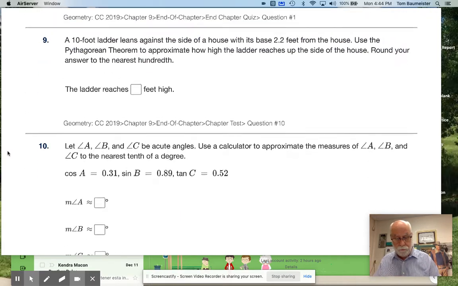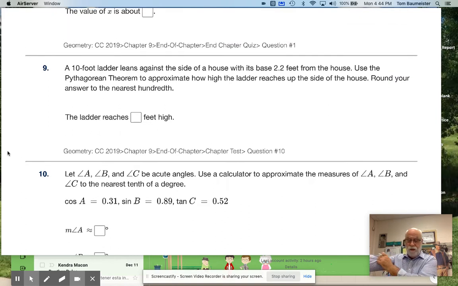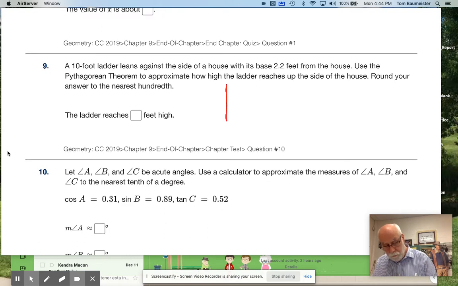Okay, number 9. A 10-foot ladder leans against the side of a house with its base 2.2 feet from the house. Use the Pythagorean theorem to approximate how high the ladder reaches up the side of the house. Round your answer to the nearest hundredth. So what they're saying here, here's the side of our house. Here is my ladder that is leaning up against the house. And again, my drawing's not perfect. It actually almost looks like it's a square. But that's 2.2. My ladder is 10 feet long, so we need to find this height here.